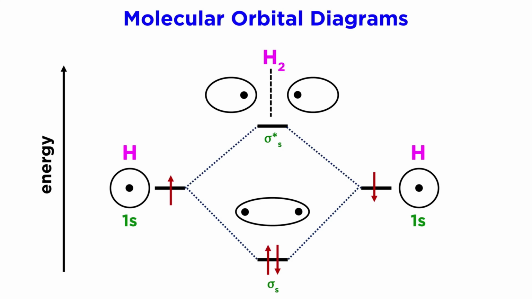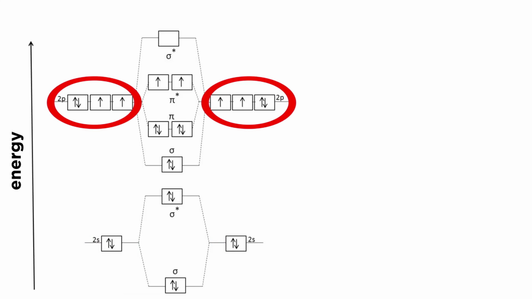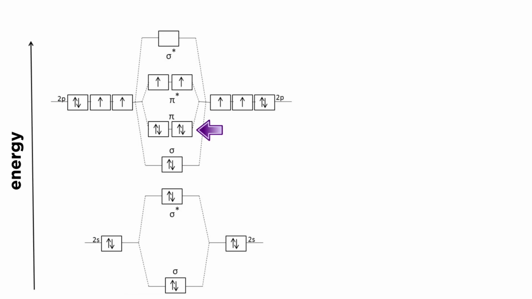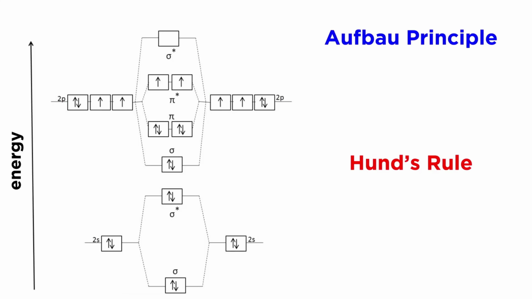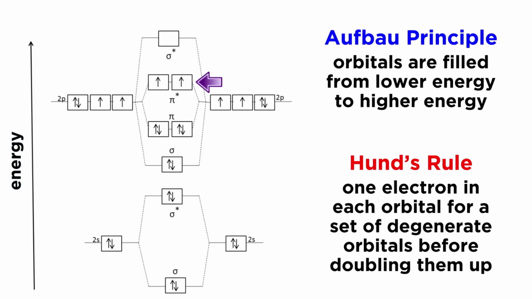sigma s star orbital. If we go up to the electrons in the n equals 2 shell, we can see the 2s orbitals combining in precisely the same way, and then the 2p orbitals combining as follows, with the sigma bonding orbital and then pi bonding orbitals, followed by the corresponding anti-bonding orbitals. The good news is that these orbitals are still filled according to the Aufbau principle and Hund's rule, like we already know. This means that we fill them from lower energy to higher, according to Aufbau, and we will put one electron in each orbital for a set of degenerate orbitals before doubling them up, according to Hund.